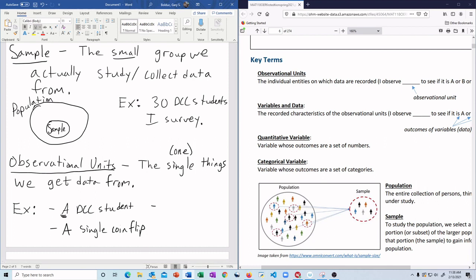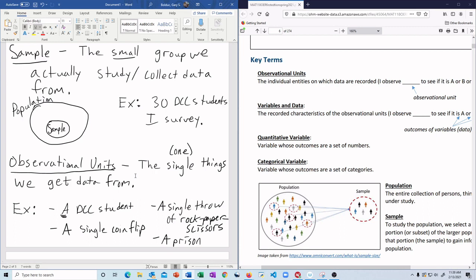Previously, we were doing rock, paper, scissors. A single throw of rock, paper, scissors. Each individual one. A prison from the homework. A single prison. I'm stressing this because when we get to variables, it's important we understand that piece, right? Okay. So observational units, they're the individual, single, one thing that you gather data from at one time.